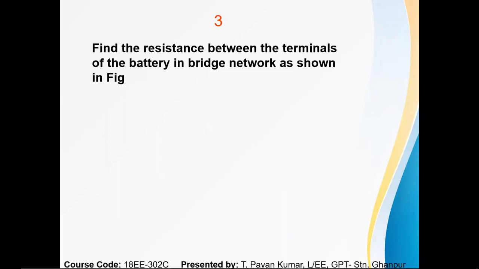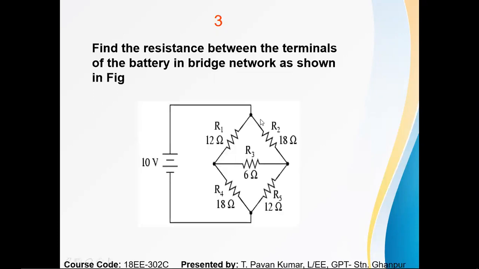Find the resistance between the terminals of the battery in the bridge network as shown in the figure. Here, let me see the resistances. There are five resistances: 1, 2, 3, 4, 5. This circuit is called a bridge network or bridge circuit.